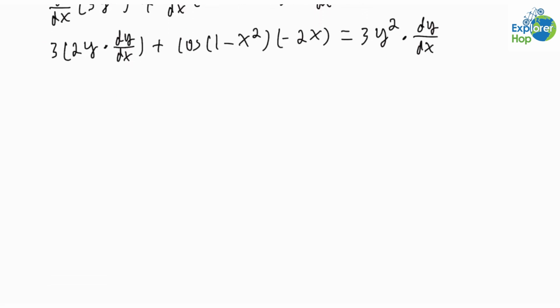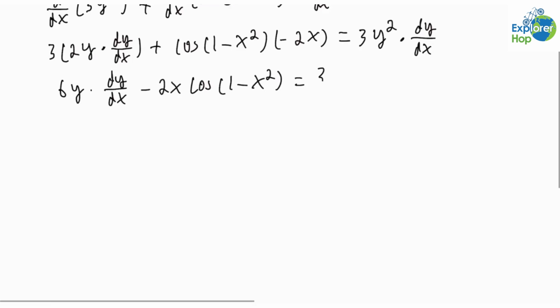Now let's simplify. So we have 6y times dy over dx minus 2x times cosine of 1 minus x squared. And this is equal to 3y squared times dy over dx.